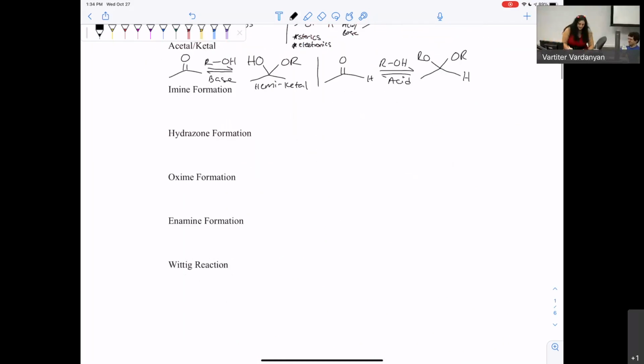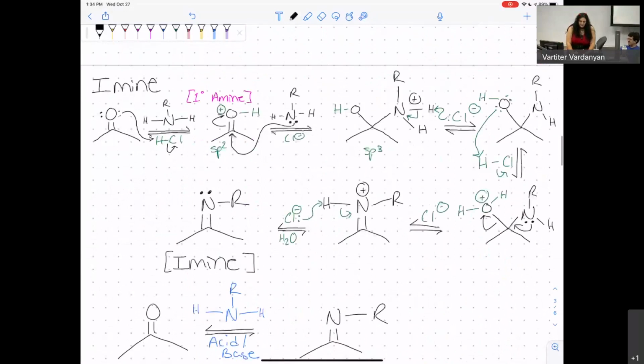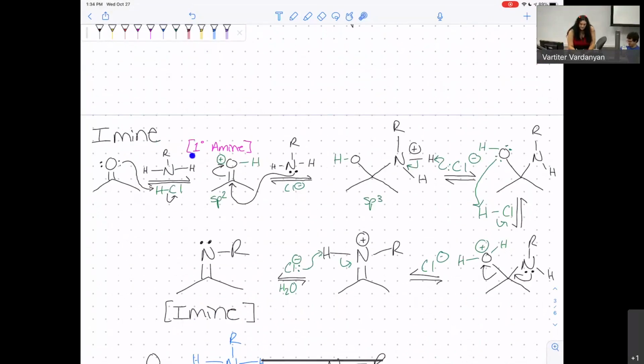Exactly. So yes, if we had a base, the first step would be that we deprotonate this nitrogen and we give it a negative charge.